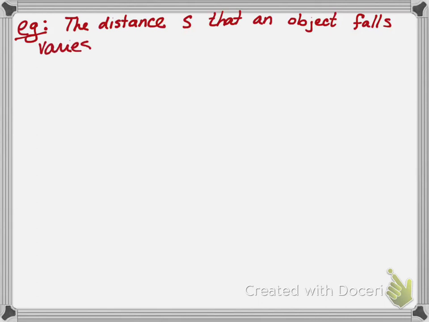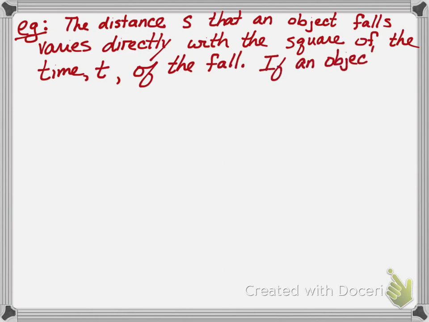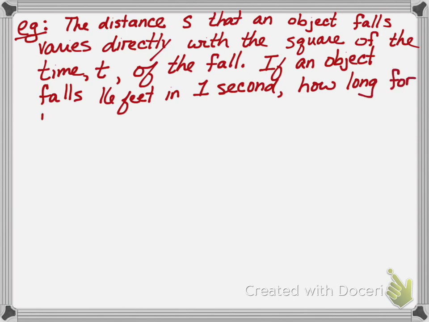So now let's look at an example. The distance s that an object falls varies directly with the square of the time t that the object is falling. If an object falls 16 feet in 1 second, how long would it take for the object to fall 144 feet?